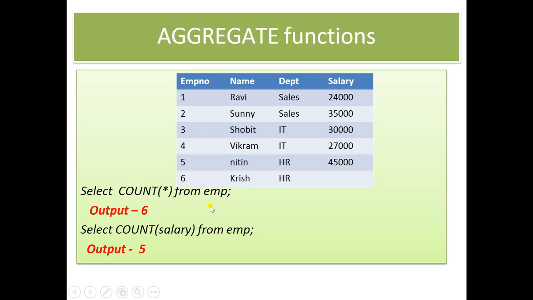Now next is count star from EMP. When you apply it, it will count the total number of rows. The total number of rows are 1, 2, 3, 4, 5, 6, so the total is 6. And when you count a particular column, it will count only if that column holds a value. If the column does not hold any value, it will not count it. For example, select count salary from EMP. Here you can see that in row 6 there is no salary, that's why the result is 5.